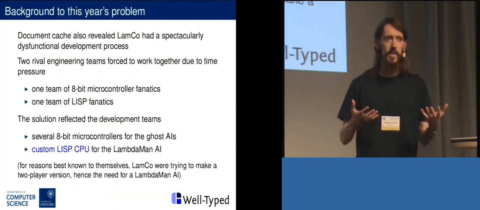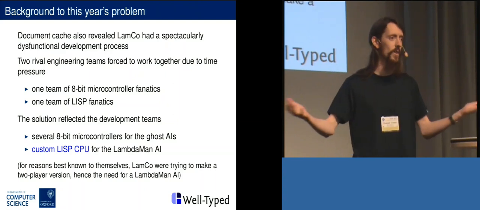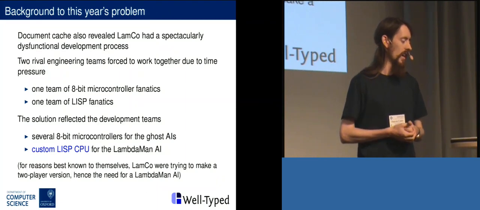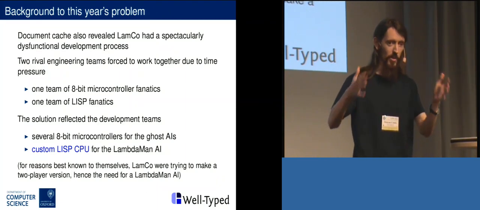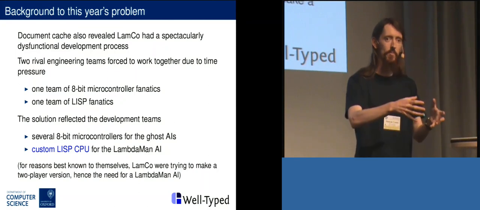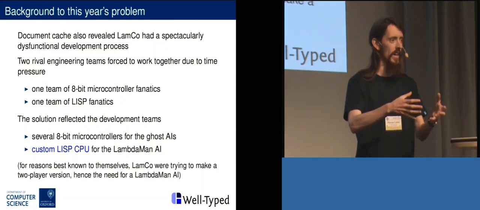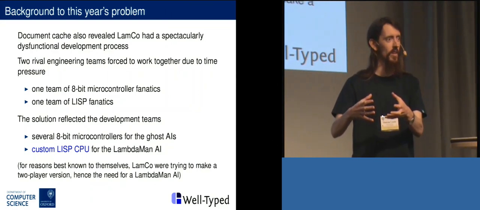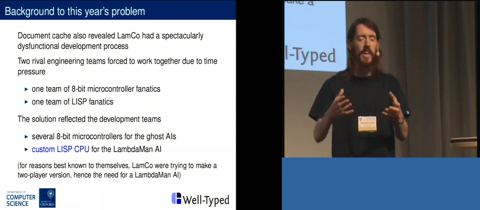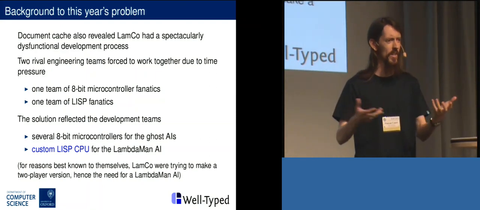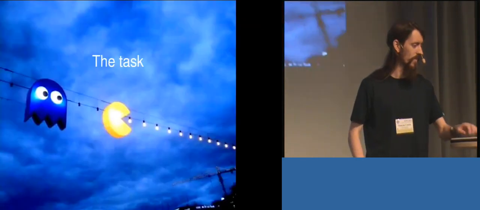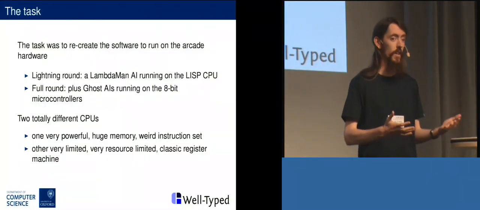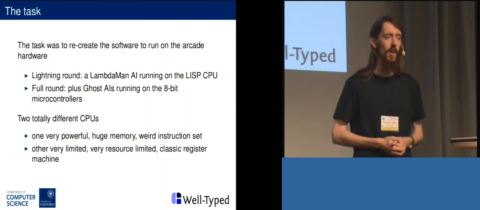The solution that they built for this arcade game reflected, of course, as it always does, the teams that built the solution. And so on the same motherboard, you had a whole bunch of 8-bit microcontrollers for running the Ghost AIs, and this great big custom Lisp CPU for running the Lambda AI. The reason they needed an AI for both was because they were trying to make a 2-player version, and we don't really understand why. So, the task we set everybody was basically to recreate the software that ran on this arcade hardware.